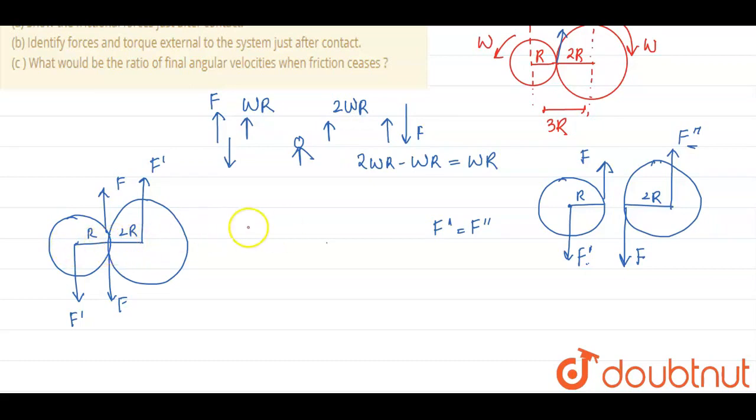See, now the distance is 3R, so we can write torque is equal to R perpendicular cross F. What is R perpendicular? 3R. And what is F? F dash. Okay, so this is our torque.